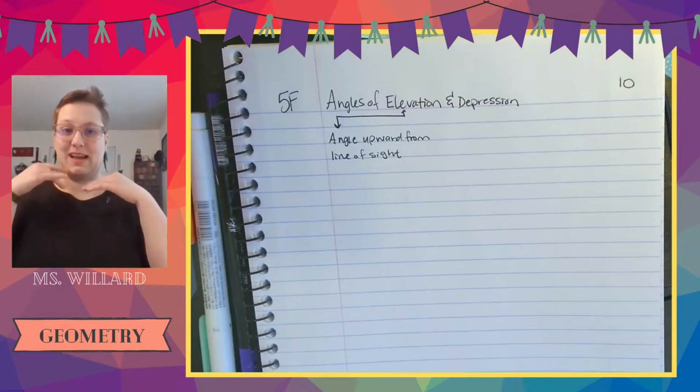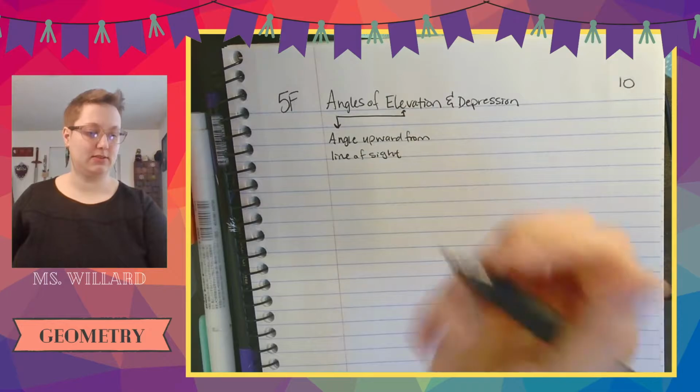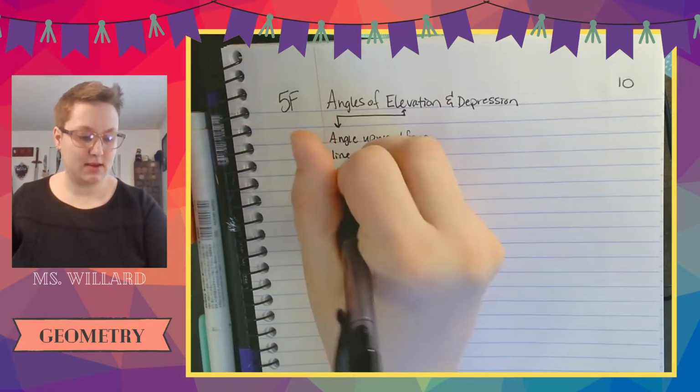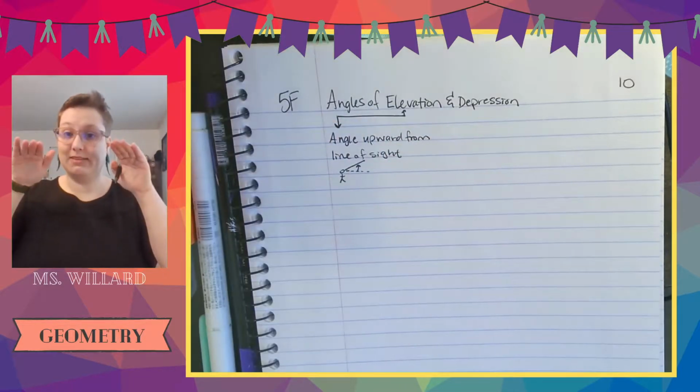All right, so angle of elevation is if I'm looking straight up at something else. So here's my little dude. Here's my line of sight. Here's the angle of elevation: it's the angle from the line of sight going up.